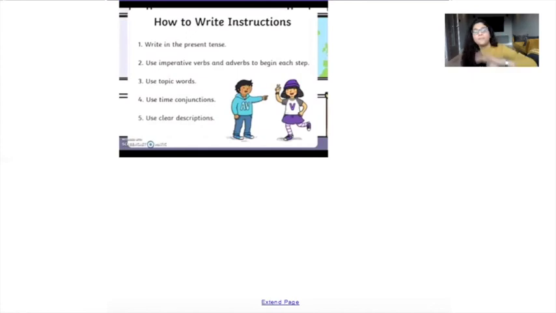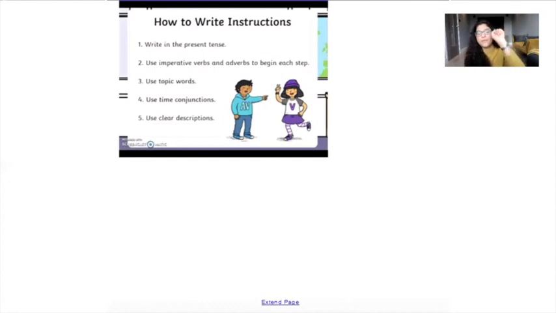Number 4, use time conjunctions. So tell the reader of the instructions, do you want them to do it first, next, after the previous step, lastly, finally, once that is done, later on? Make sure you use time conjunctions. If you didn't use them, the reader of the instructions would not know when to follow your set of instructions. So be very, very careful there.